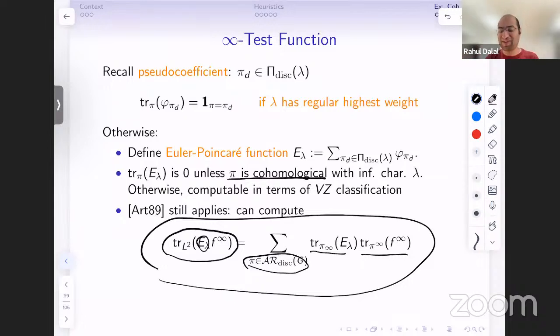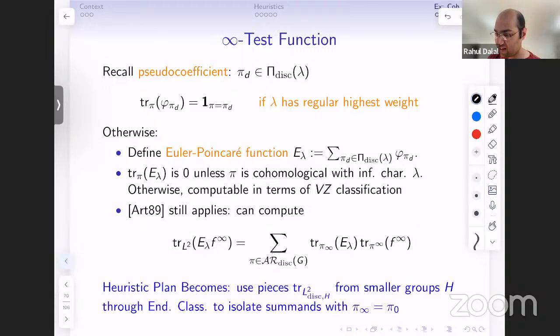So far, so good. Our heuristic framework is working out very perfectly. We're going to use pieces from other groups to isolate the summands with pi infinity exactly equal to a cohomological representation, and cancel out every other cohomological thing with that infinitesimal character.